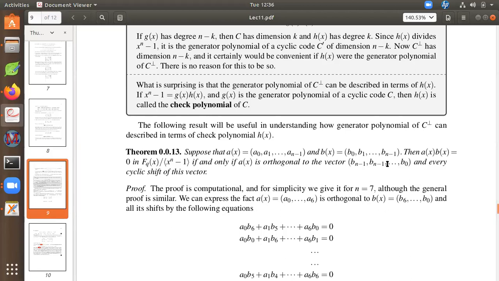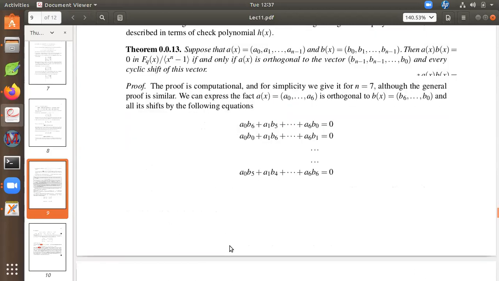There is a mistake here. b(n-2) up to b0, and every cyclic shift of this vector. What is the meaning? This product a(x)b(x) equals 0 if and only if a0 b6 plus a1 b5 up to a6 b0 equals 0, and again the cyclic shifts of that, like that. That comes from here.